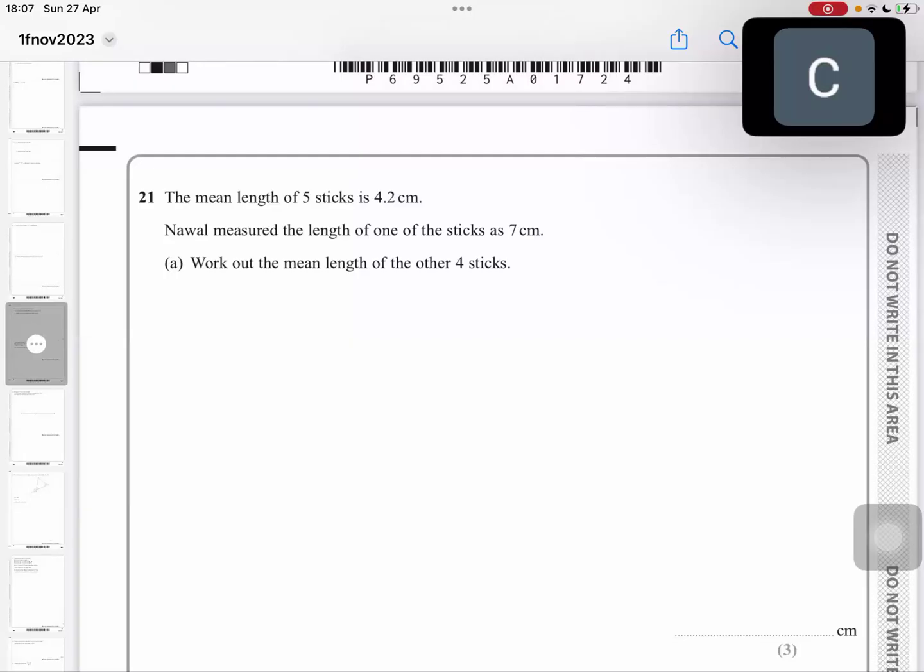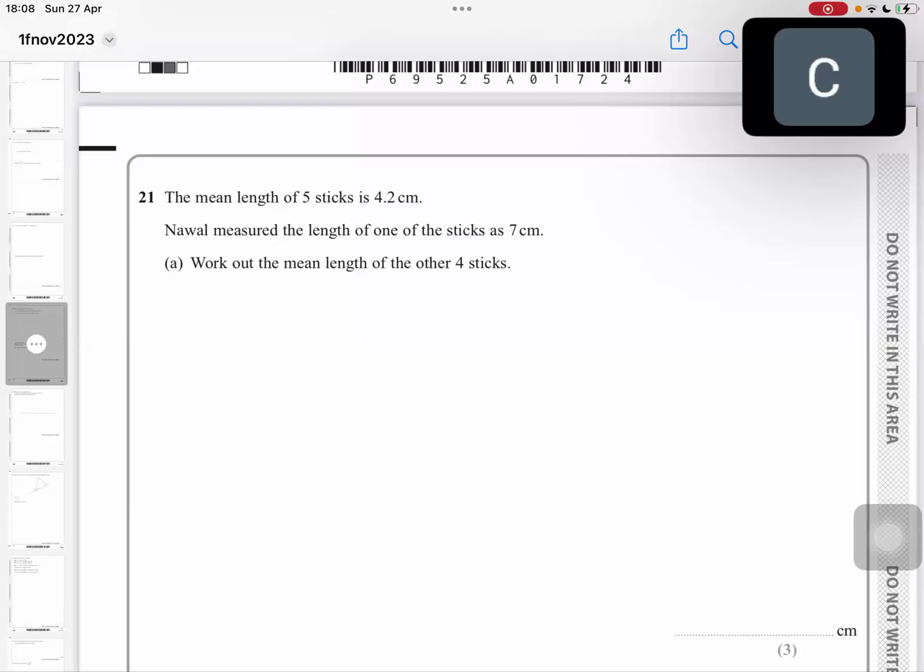So you can equally say that if we add the total length of 4 of them plus the length of the 5th one and divide it by 5, we would get the mean length for 5 of them, right? Do you agree with that? Yes.